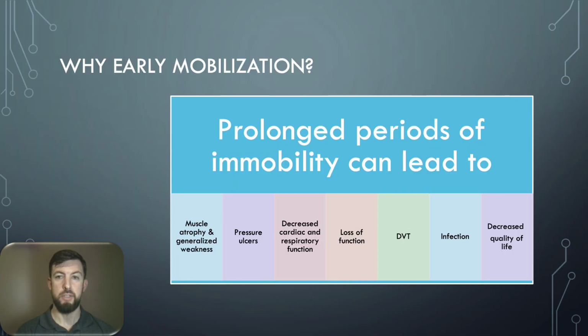Patients admitted to the ICU are generally confined to bed, which leads to limited mobility that may have detrimental effects on different body systems. Prolonged periods of immobility can lead to muscle atrophy and generalized weakness, pressure ulcers, decreased cardiac and respiratory function, loss of function, DVT, infection, and overall decreased quality of life.